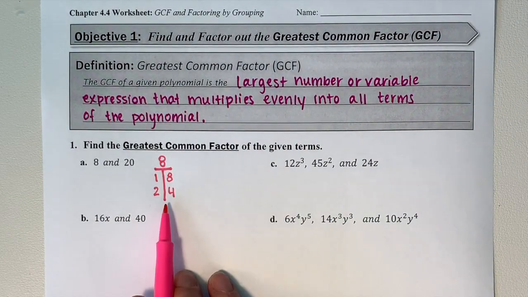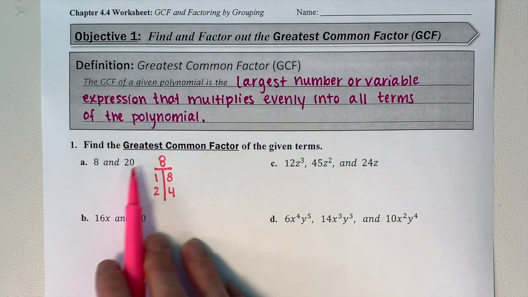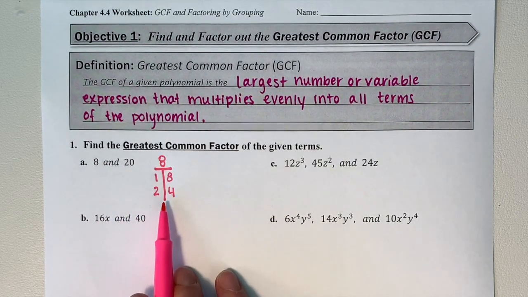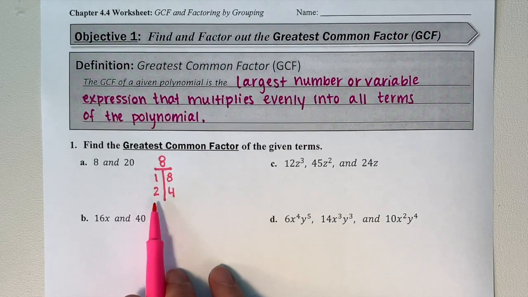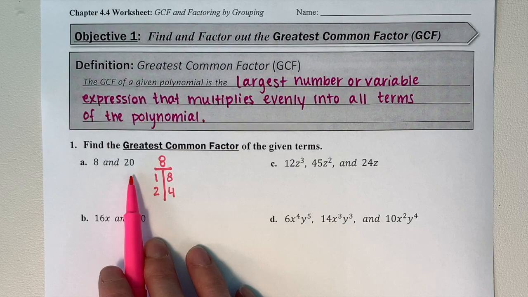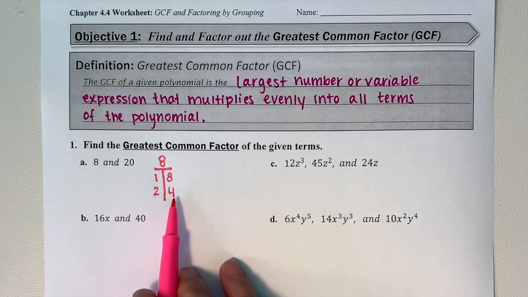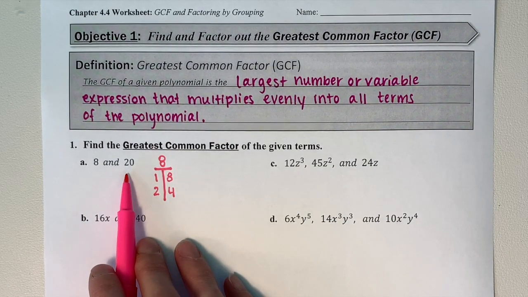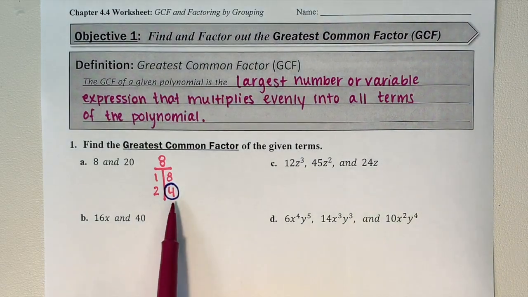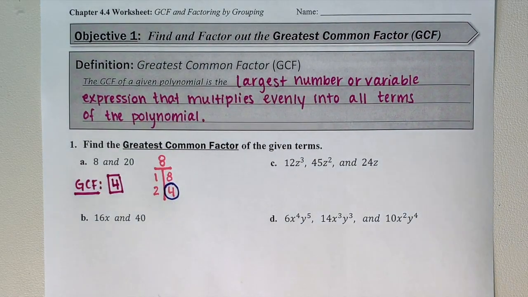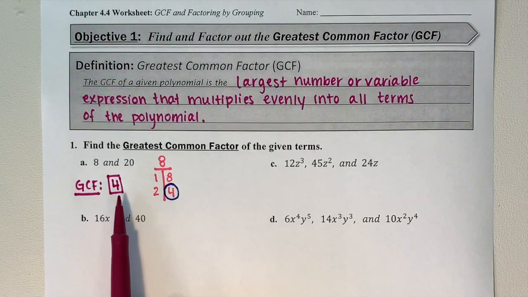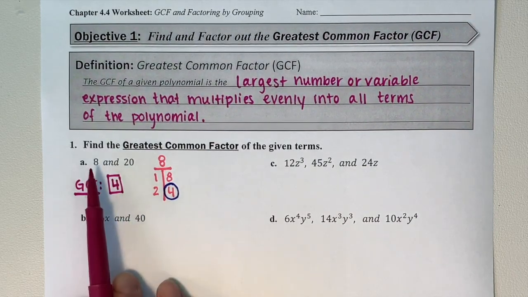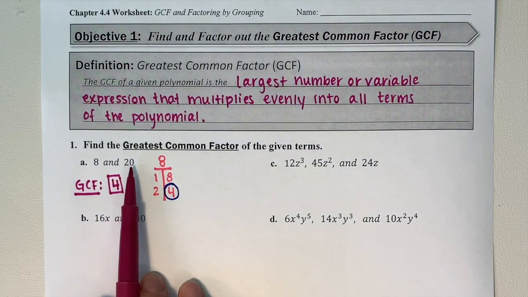Now we want to find the greatest common factor between 8 and 20. These are the factors of 8. So we want to look at these factors of 8 and find what is the largest number here that is also a factor of 20. In other words, what's the largest number here that also multiplies into 20? And that would be 4. So the greatest common factor between 8 and 20 is 4, because 4 is the largest number that multiplies evenly into both 8 and 20.